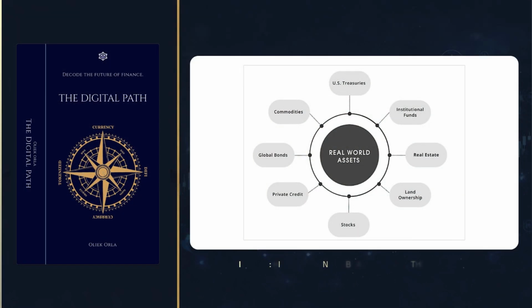Institutional funds. Financial products typically managed by large funds or banks. In DeFi, these appear as tokenized funds and derivatives. Ondo Finance and Backed Finance provide exposure to ETFs and publicly traded assets, making institutional-grade strategies accessible to individual investors.